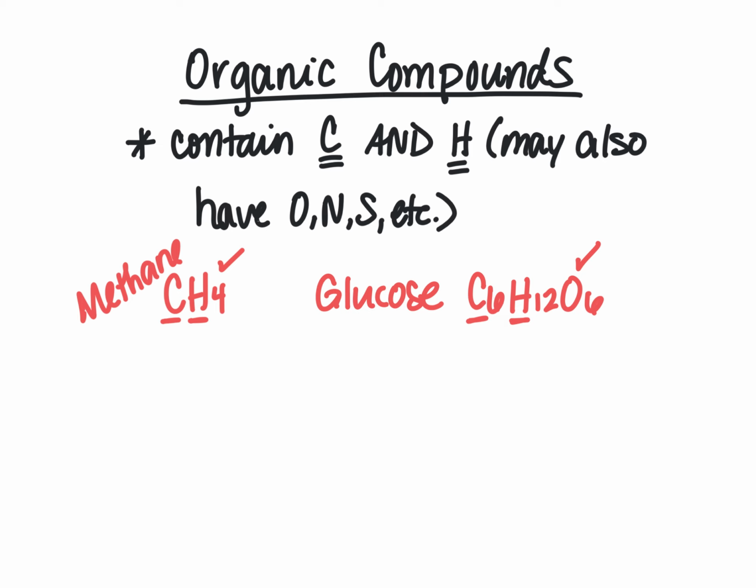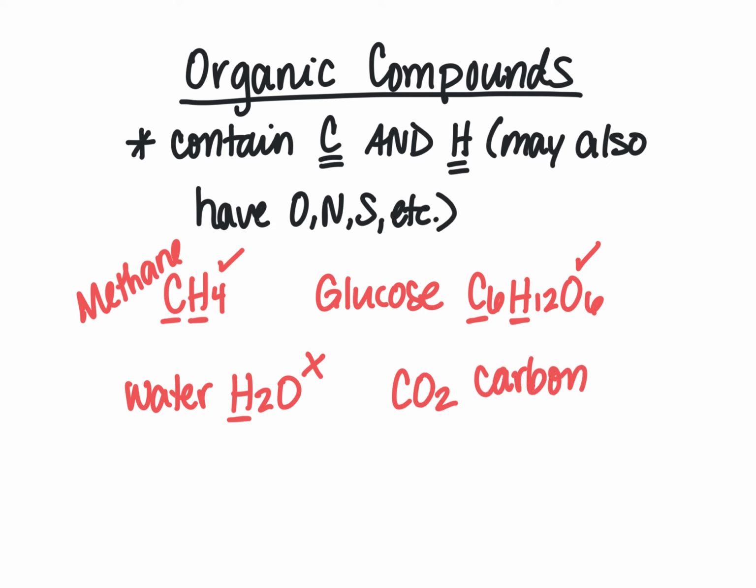Now we can look at some other compounds. Let's take a look at water. Water, the molecular formula is H2O. It contains hydrogen, but there's no carbon. Therefore, water is not organic. Some other common examples would be things like carbon dioxide, CO2. Carbon dioxide has carbon in it, but it does not have hydrogen, therefore it is not organic.